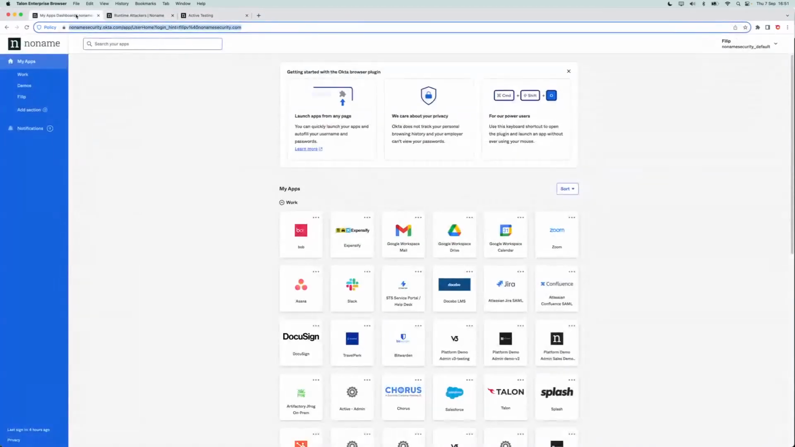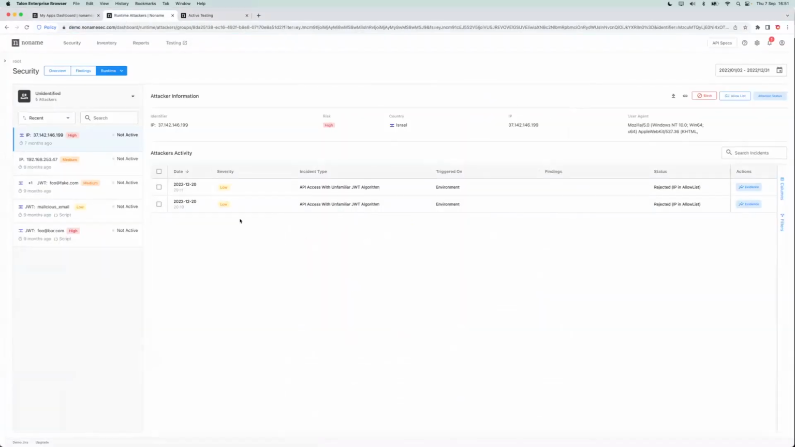So that is the super high level overview that I wanted to provide.